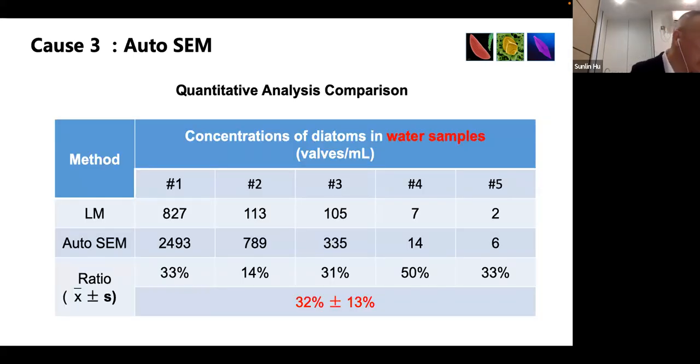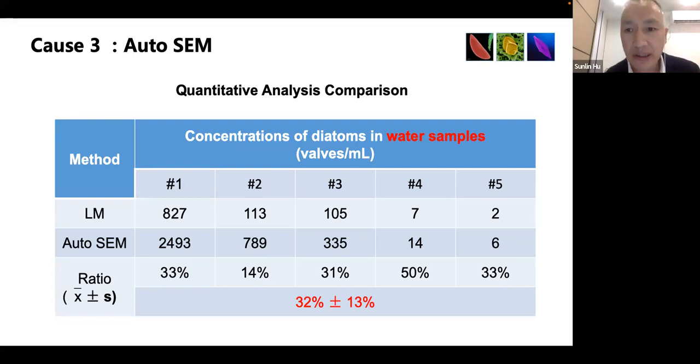We did a series of experiments to see, for the same prepared slide with no cover slip, how different the quantities of the diatoms detected respectively by LM and auto SEM would be. Here are the results.